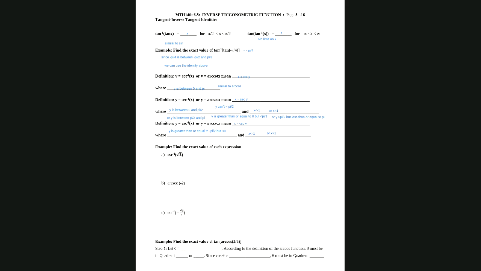Okay? So the inverse secant essentially goes from 0 to pi, except it can't be pi over 2. So this one is similar to arc cosine. And then for inverse cosecant, it's essentially going from negative pi over 2 to positive pi over 2, except it can't equal 0. So it's similar to inverse sine.